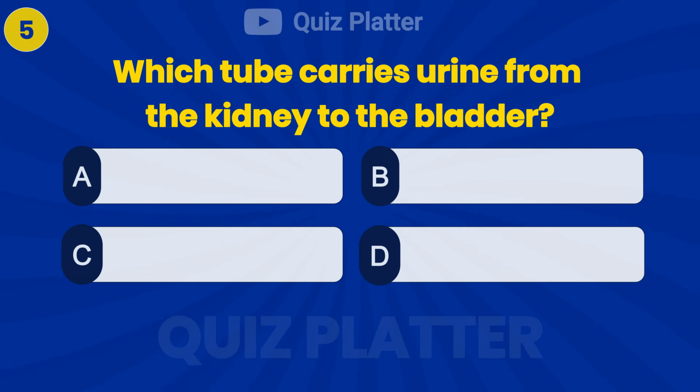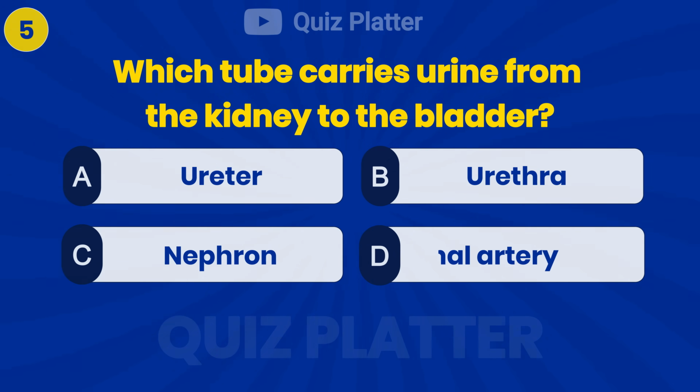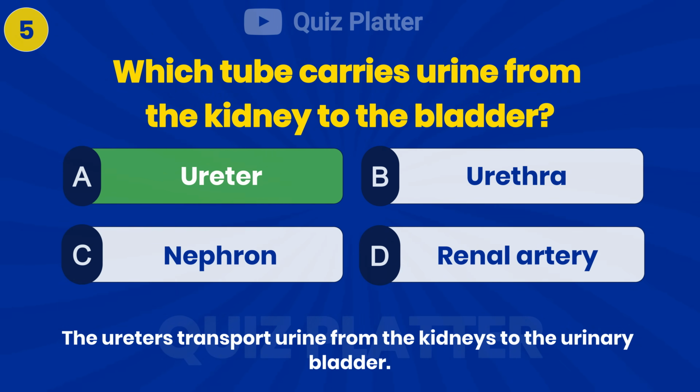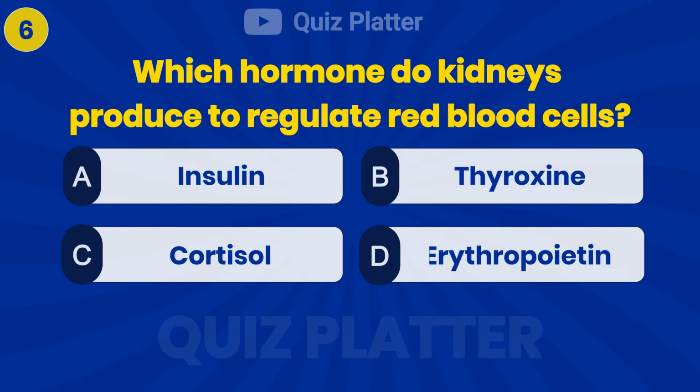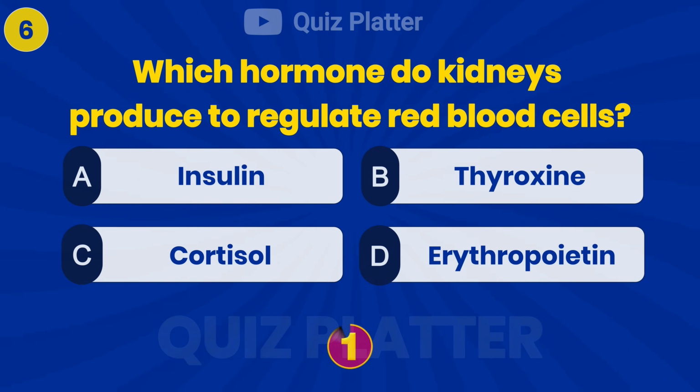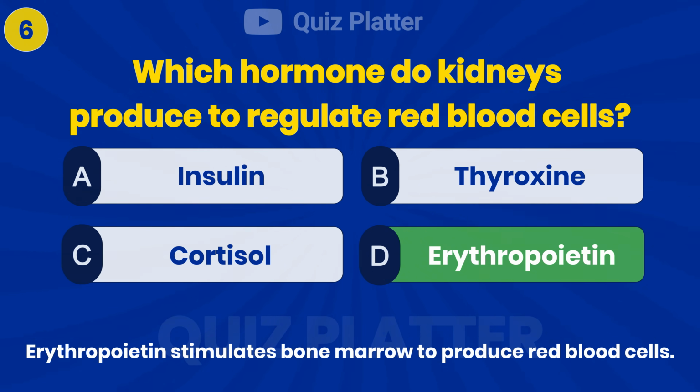Which tube carries urine from the kidney to the bladder? Answer: A. Ureter. Which hormone do kidneys produce to regulate red blood cells? Answer: D. Erythropoietin.